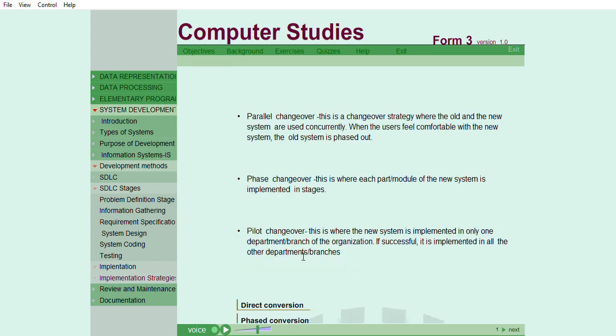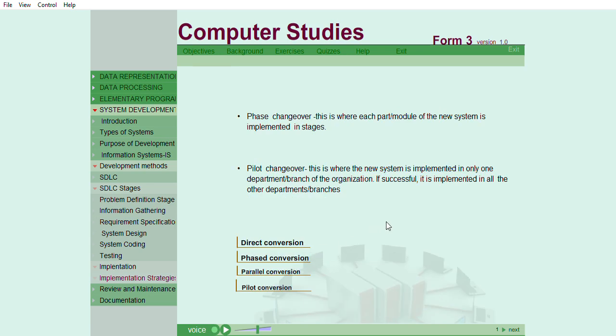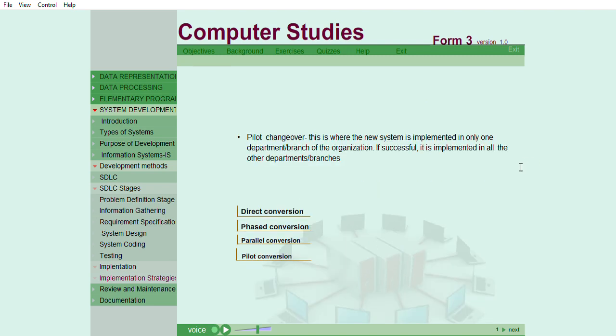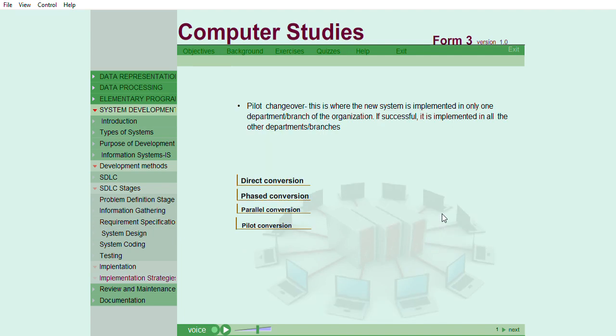Phase changeover. This is where each part or module of the new system is implemented in stages. Pilot changeover. This is where the new system is implemented in only one department or branch of the organization. If successful, it is implemented in all the other departments or branches.